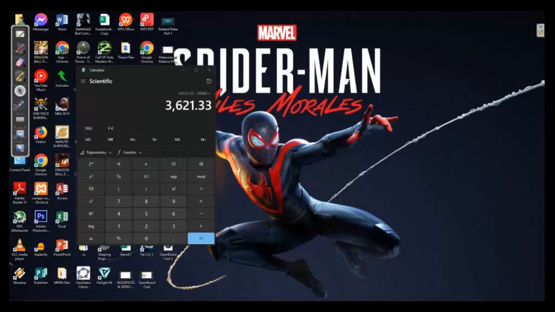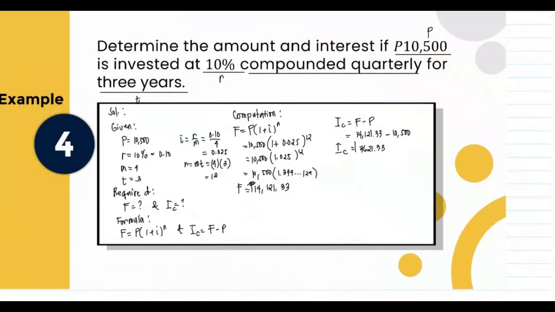So 3,621.33 pesos. Of course, class, you have to follow whatever the unit of measure is. So for this case, we are still talking about pesos here. It could be any currency, by the way. So for this case, we just use pesos.